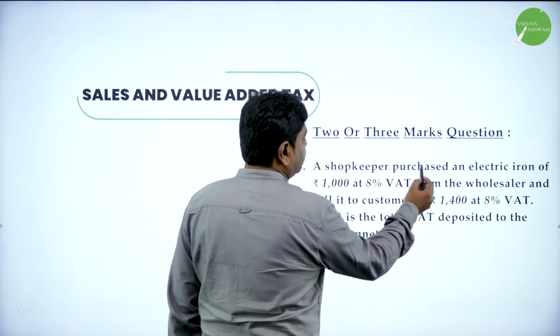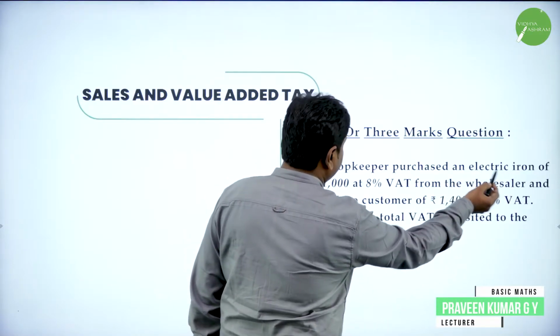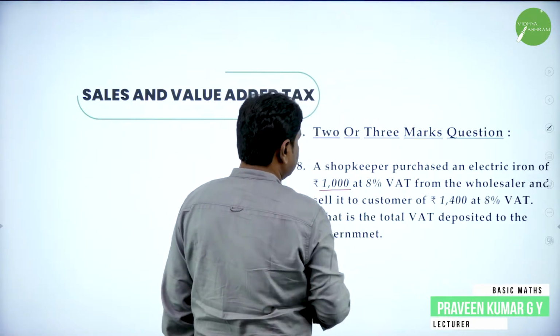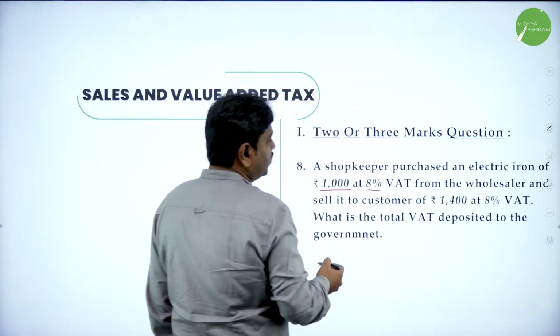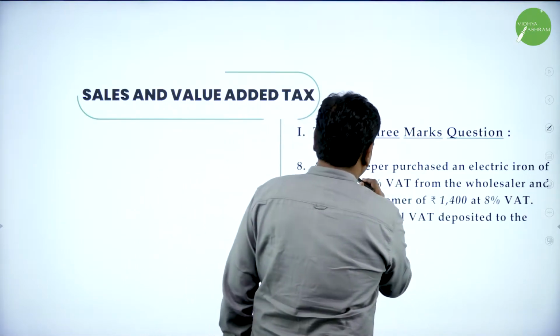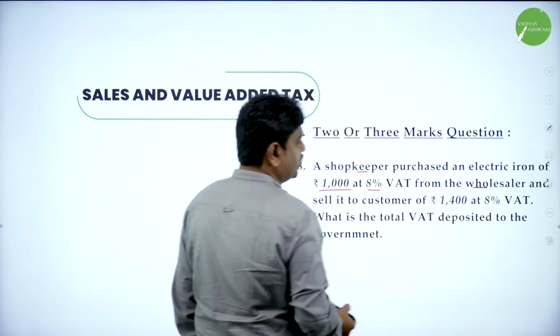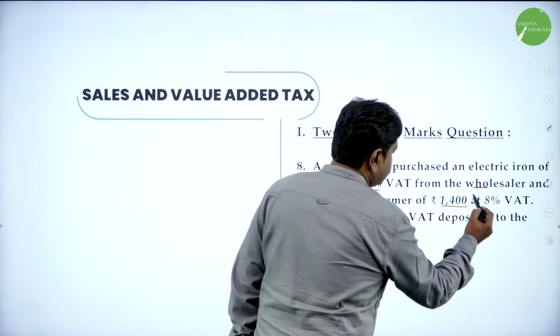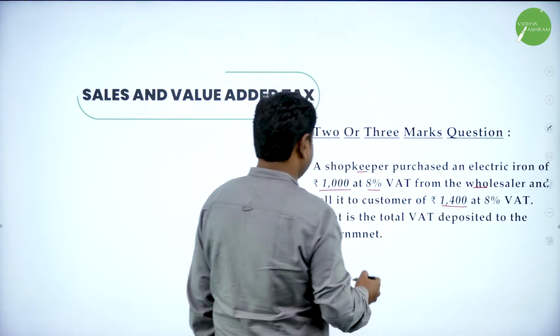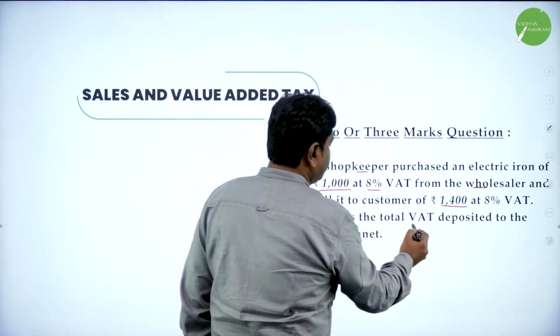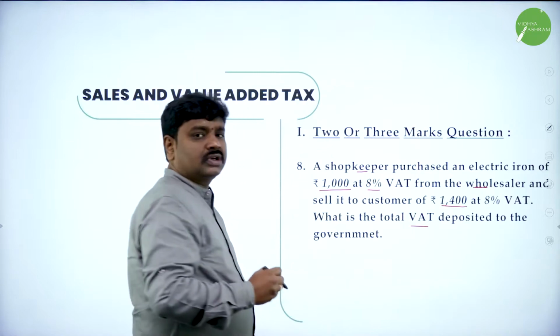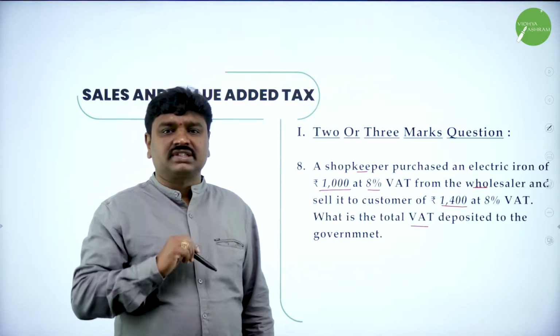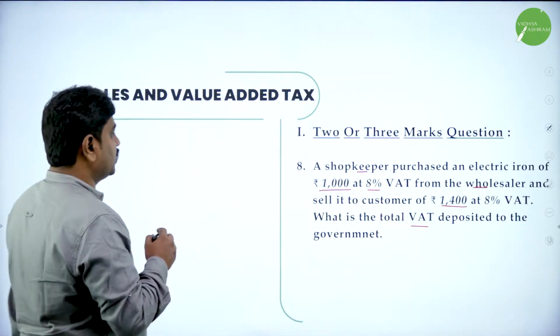A shopkeeper purchased an electronic iron of rupees 1000 at 8% VAT from the wholesaler. Shopkeeper purchased from a wholesaler and sells it to customer for rupees 1400 at 8% VAT. What is the total VAT deposited to the government? So VAT is collected in stages. So first we will see shopkeeper.